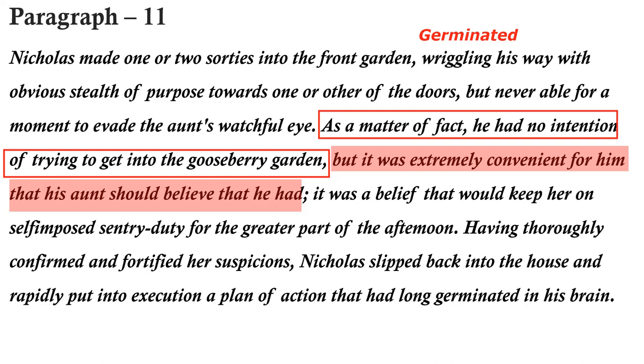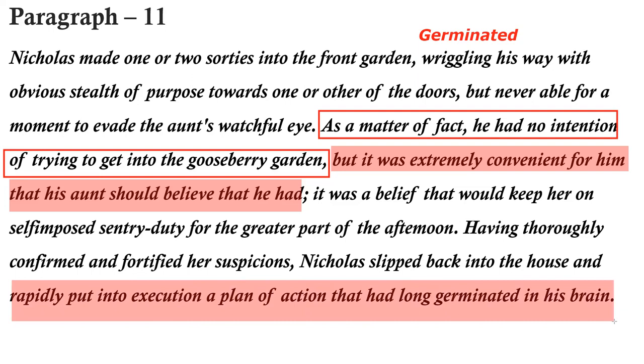Having thoroughly confirmed and fortified her suspicions, Nicholas slipped back into the house and rapidly put into execution a plan of action that had long germinated in his brain. Now, this is something very important. I will highlight this part. This clearly shows Nicholas's power of execution, Nicholas's power of planning events, not like the aunt. So this is what we call contrast. How did the aunt plan the Jack Broff expedition? No plan, no execution plan, no sudden preparation, nothing at all.